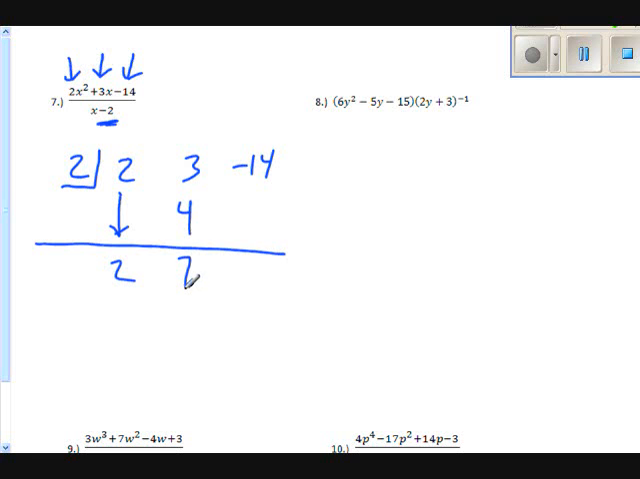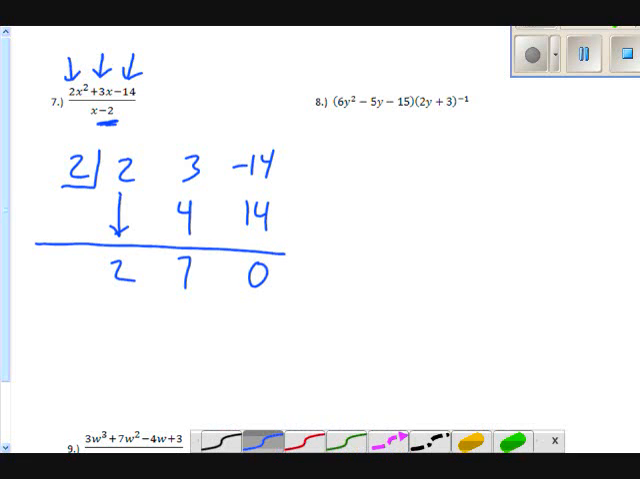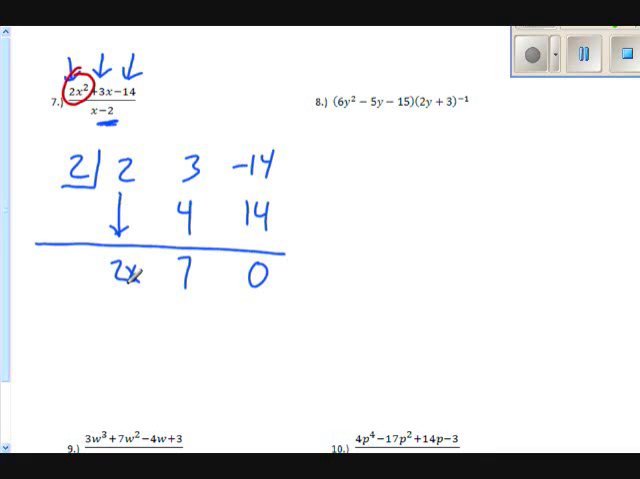Now I multiply. 2 times 7 is 14. I add straight down. That gives me a 0. Since the original problem started with an x squared, my solution is going to be one less. It's going to start with an x to the first. So it's a 2x plus 7. And then this is my remainder, which there is none. So my answer is just 2x plus 7. It divided evenly. Okay? So again, 2x plus 7.